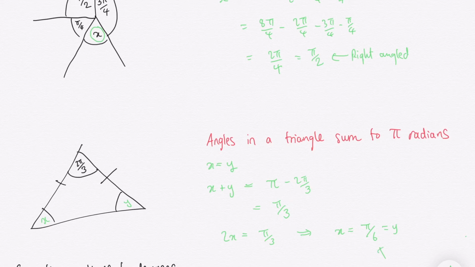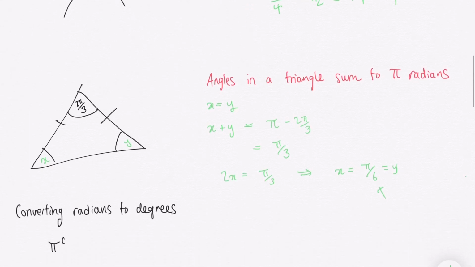And notice that this here is 1/6 of a half turn, so 1/6 of a straight line, which is the same thing as saying 1/12 of a turn.